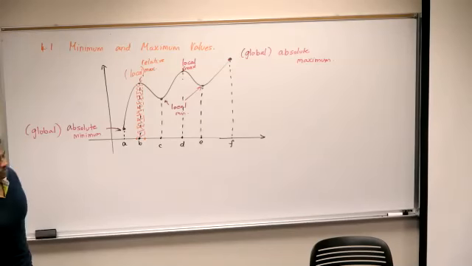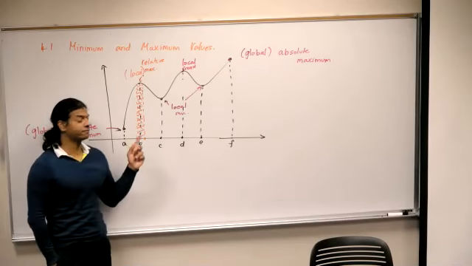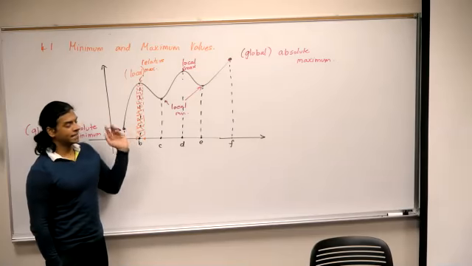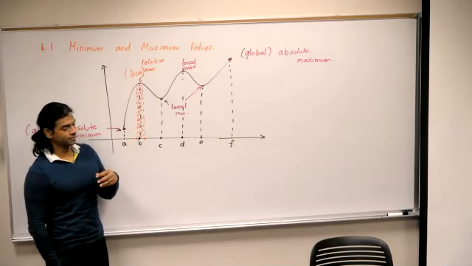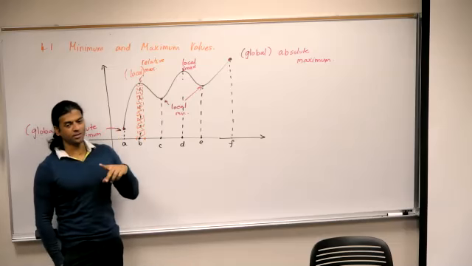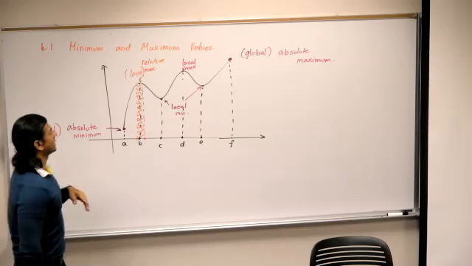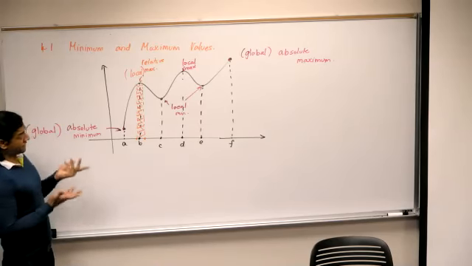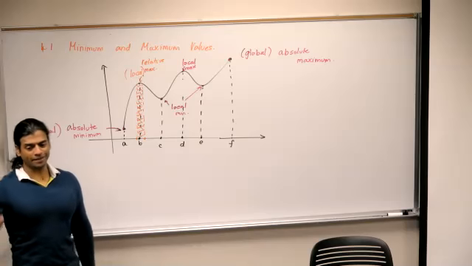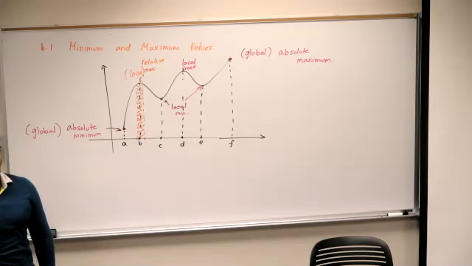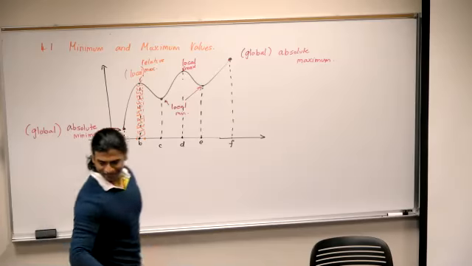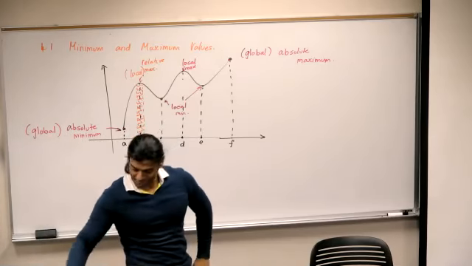Could a function have more than one global maximum? No. Could a function have more than one global minimum? Yes. Could a function have more than one local maximum? Yes. Could one have more than one relative minimum? Yes. Could a function have no maximum at all? Yes.